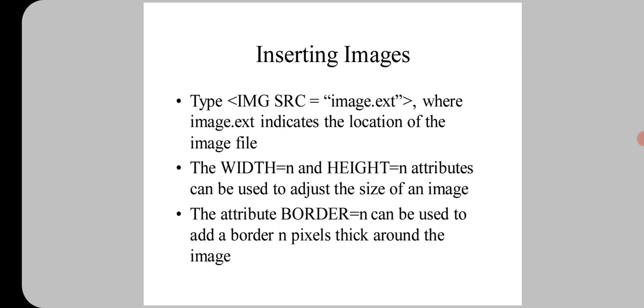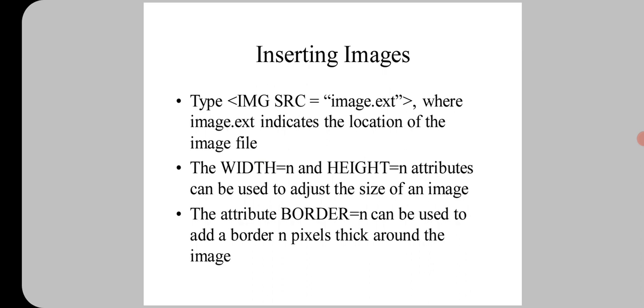Here two parameters are used. The first one is called width and the second one is called height. Width equals n and height equals n. Generally these two parameters are used to adjust the size of the image on the web page. Here we may change the height and width of the image to some numbers, so automatically the size of the image on the page will be changed.